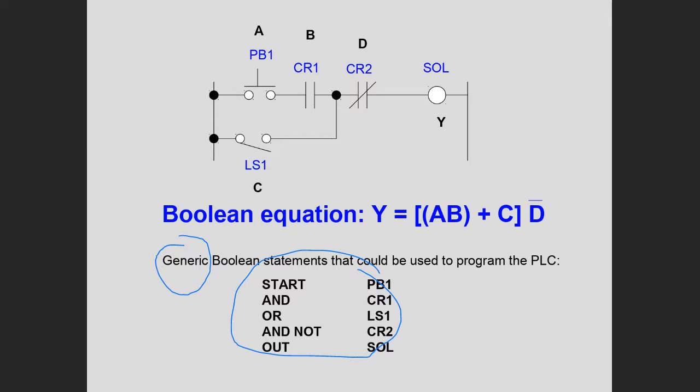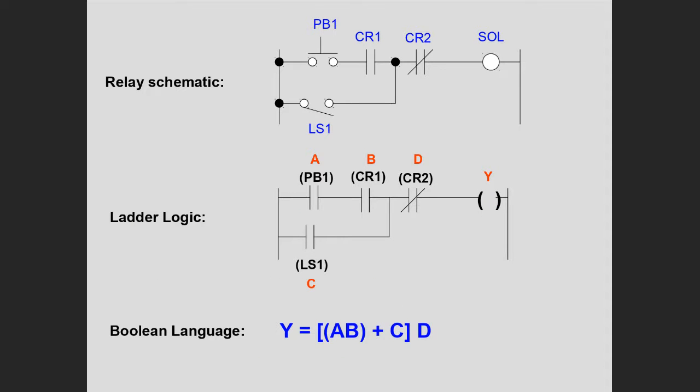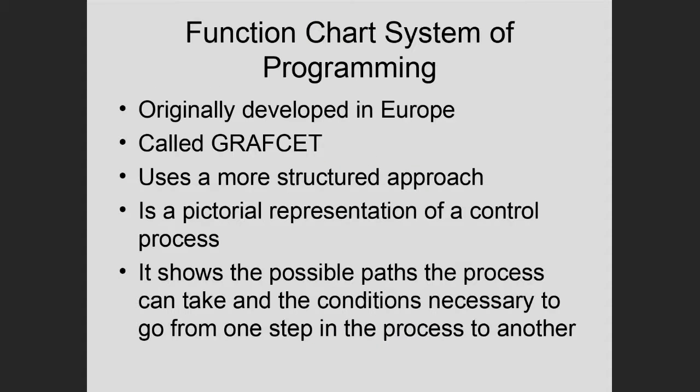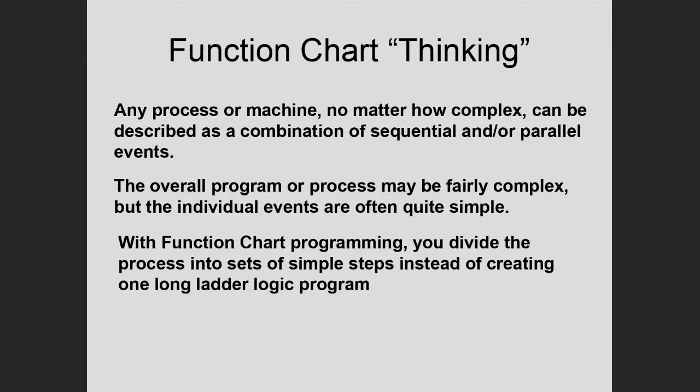The third way of doing this is more of a systems approach. So this is kind of a review. We got the actual hardwire, we got the ladder, and then we got the Boolean. But what you can do is you can use a more structured approach. They call it function chart programming. There's a little history on function chart programming, developed in Europe. You can read through this slide. I'm not going to say a lot about it. This just talks a little bit about kind of an overview of what it is. But what I really want to focus on is this.